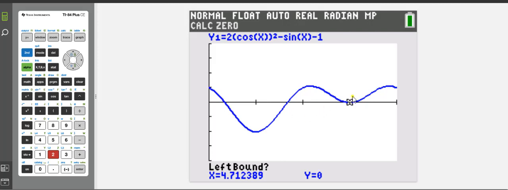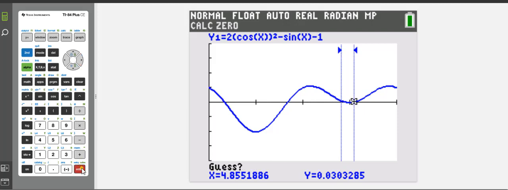So let's say you want to find the x-intercept right here. You have to find your left bound. So move to the left side, press enter. And for the right bound, move the arrow to the right side of the x-intercept. Press enter, and then press enter again. And there is your x-intercept right there. And you have to do that for these two. Repeat the process to find the rest of the x-intercepts.